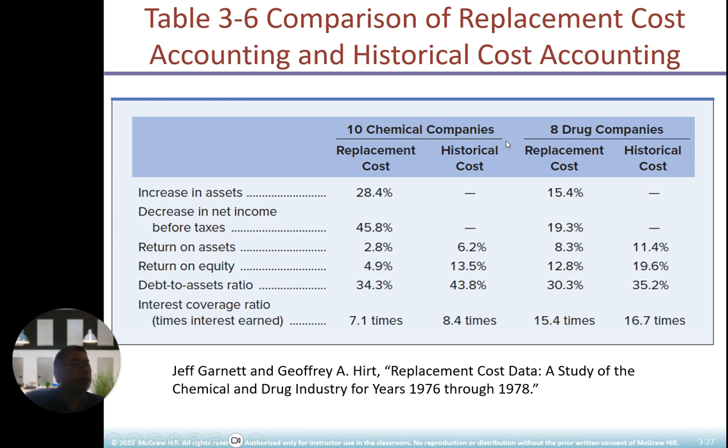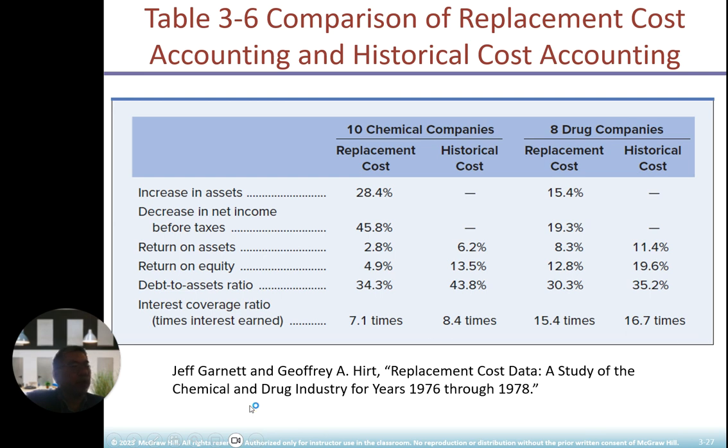The replacement cost versus historical cost. We have an increase of replacement cost of 28.4%. Here it is 15.4%. You compare each of the industries. One is a chemical company and the other a drug company. So you can see the difference here.